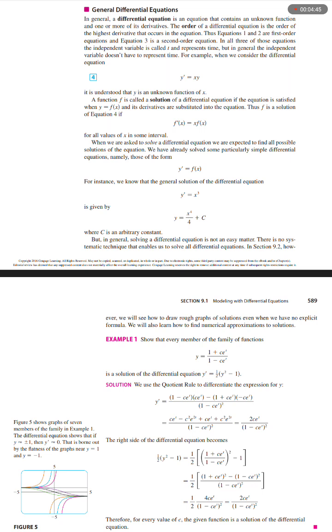There is no systematic technique that enables us to solve all differential equations. In section 9.2, however, we will see how to draw rough graphs of solutions even when we have no explicit formula. We will also learn how to find numerical approximations to solutions.